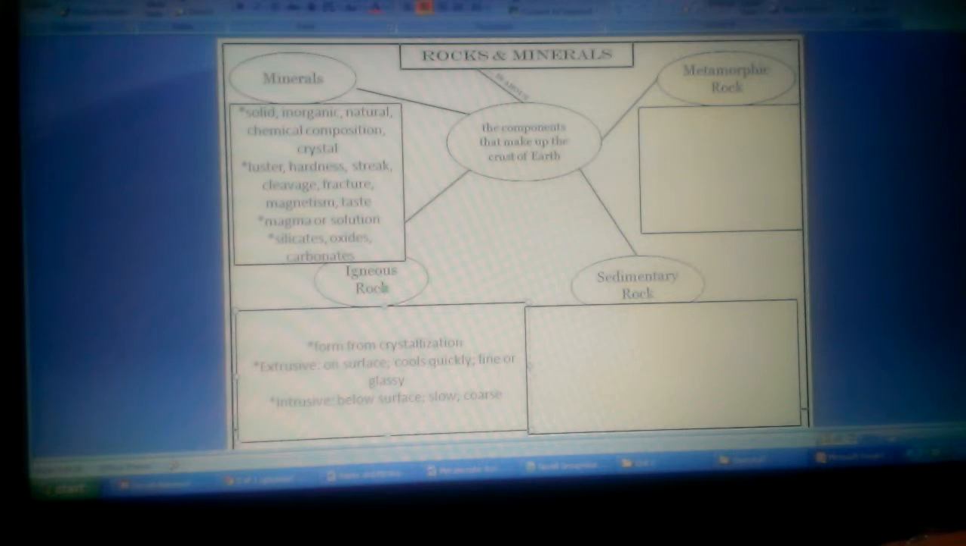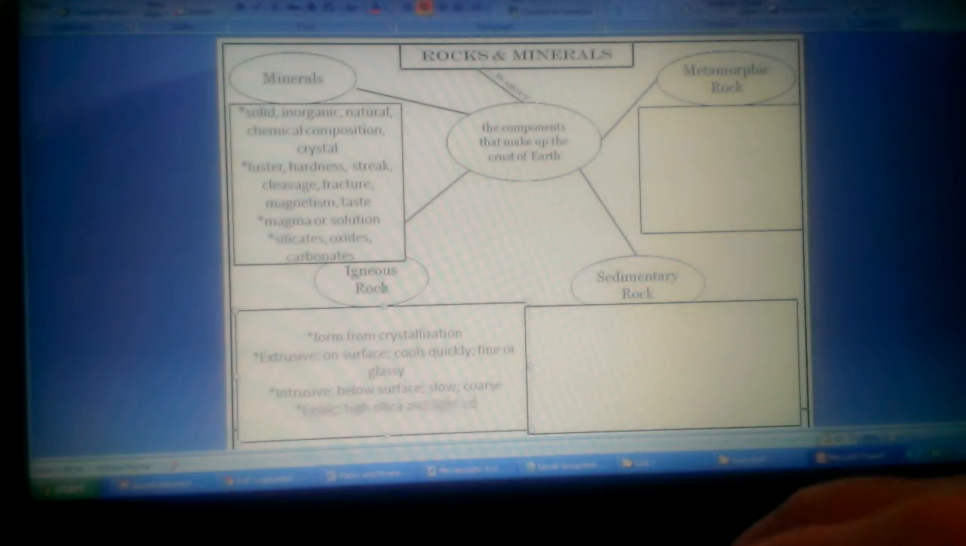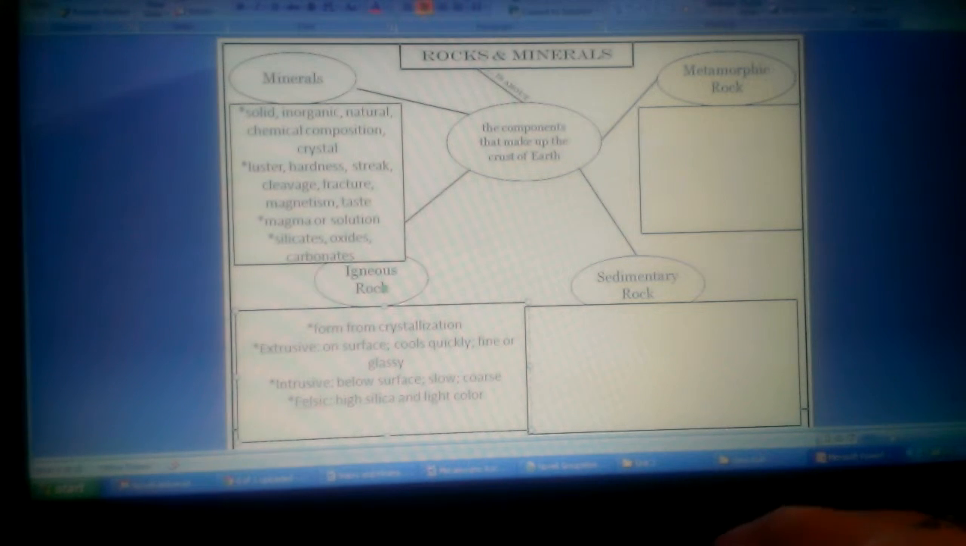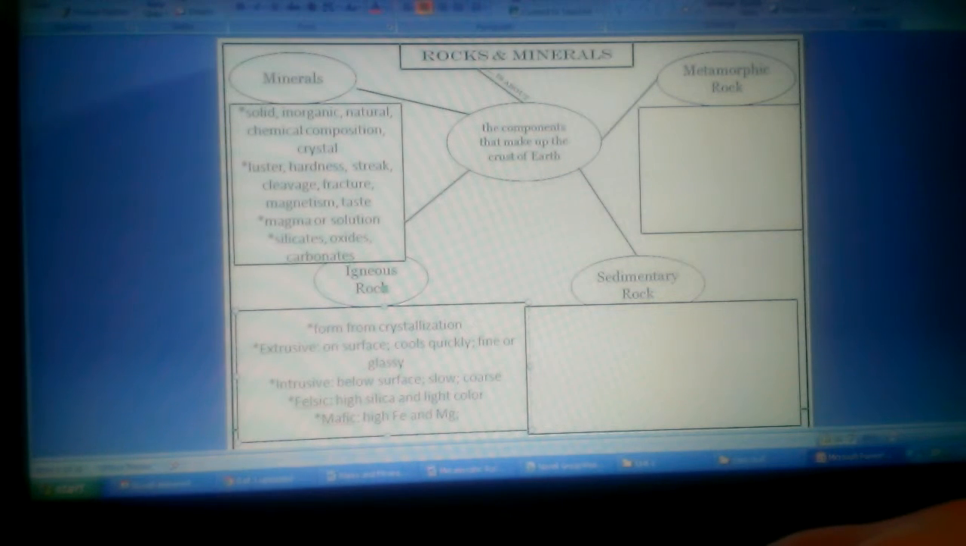Now, with extrusive and intrusive, let's not forget, we also have to consider that they could have silica or not so much silica. So if they have a lot of silica, that's called felsic. Felsic are the ones that are high silica and light in color. So those are the ones you want to keep in mind when you're thinking of continental rocks. But now, if they form in the ocean, they're generally mafic. Mafic meaning dark colored and low silica, but they're high in iron and magnesium. And iron is Fe and magnesium is Mg. That's the chemical formula. So it's high in iron and magnesium, low in silica, and that makes them dark colored.